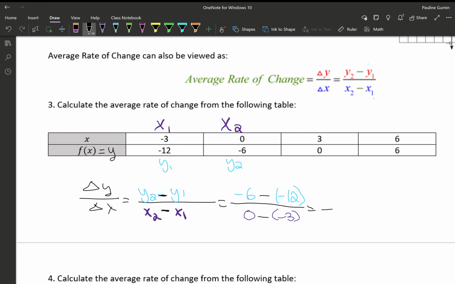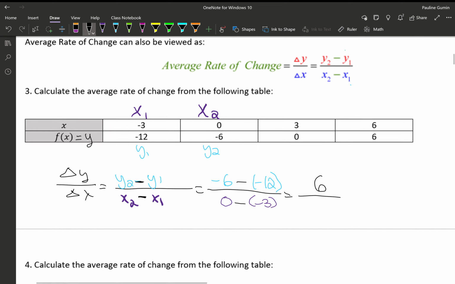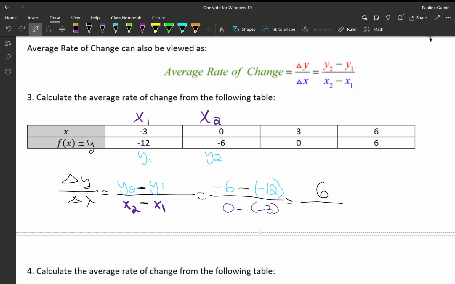All right, so let's use our calculators. Negative 6 minus negative 12 is positive 6. And 0 minus negative 3 is positive 3. We can reduce this. We can divide the 6 and 3 by 3, which gives us an average rate of change of 2 over 1. And, of course, you can write that as a whole number, too. All right, not too bad.